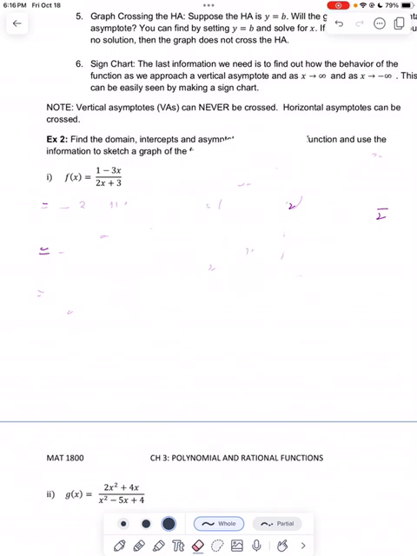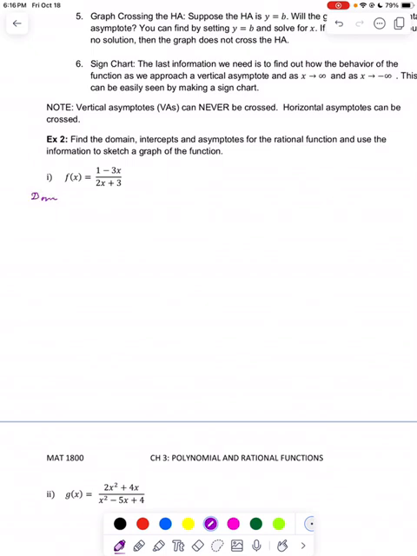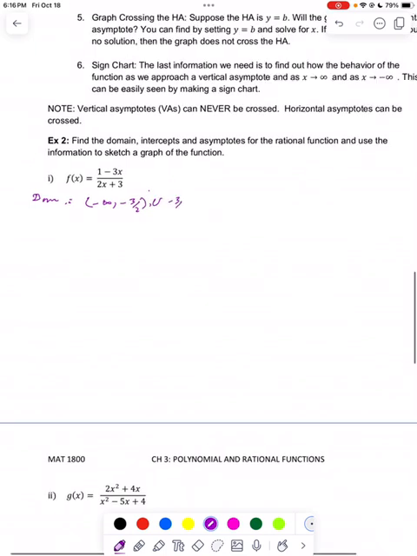So first thing, we look at the domain. You can see x cannot be negative 3/2. So we will say domain is equal to negative infinity to negative 3/2, union negative 3/2 to infinity. Well, range is something that we cannot say right now, but after we graph the function, then we can talk about the range.